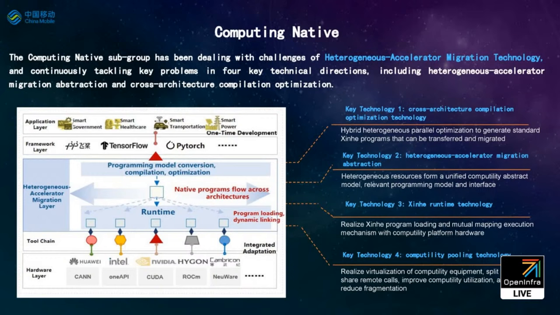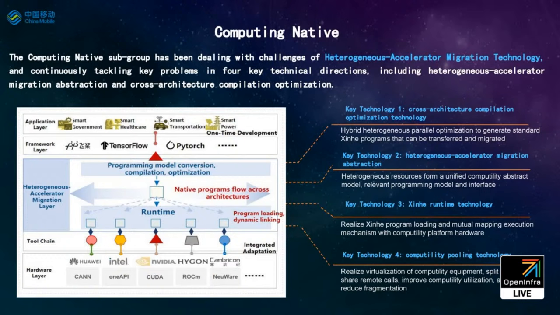In order to face these ecological challenges, we proposed a technology named computing native, which we can also call heterogeneous accelerator migration technology. The goal of it is to break the existing compile, link, execute tightly coupled toolchain ecology to establish a new collaboration mechanism, shield the underlying hardware differences and realize cross-architecture non-sensing migration and execution of applications. Build a traction model of the intelligent computing industry chain with software as the core and prosper the ecology of the intelligent computing industry.